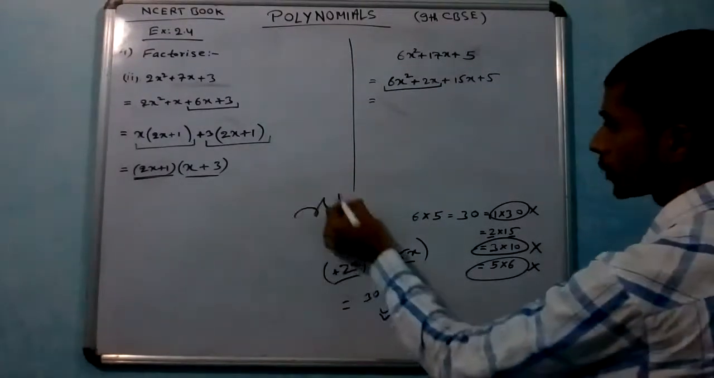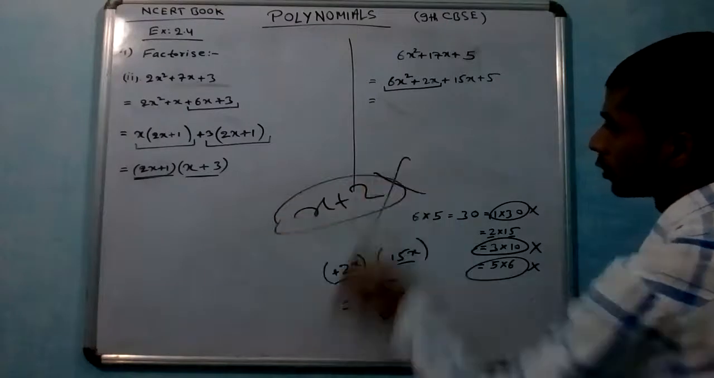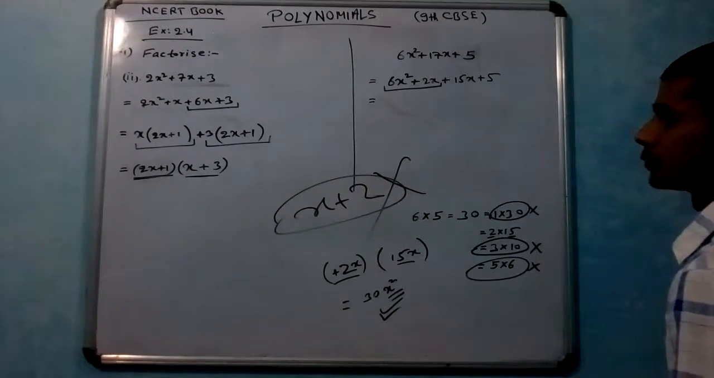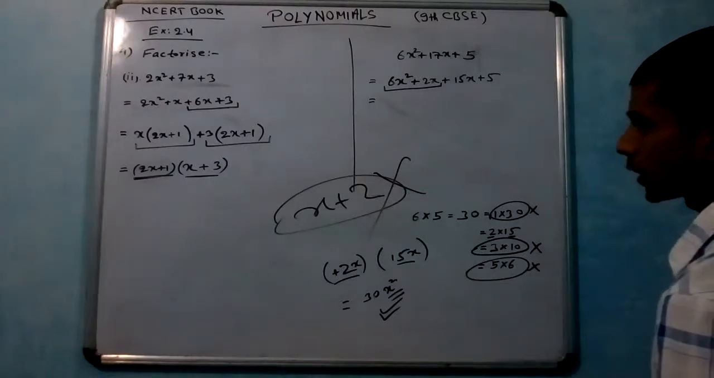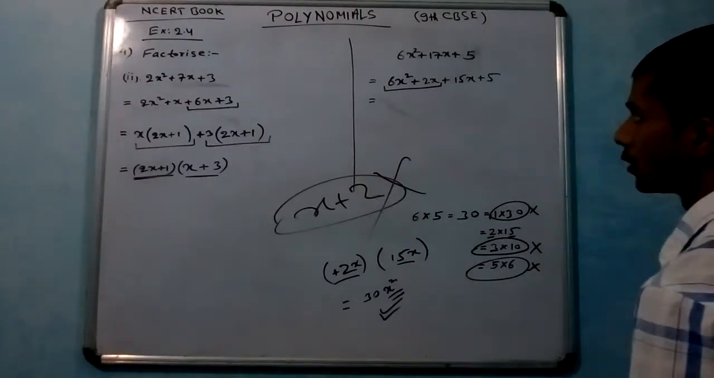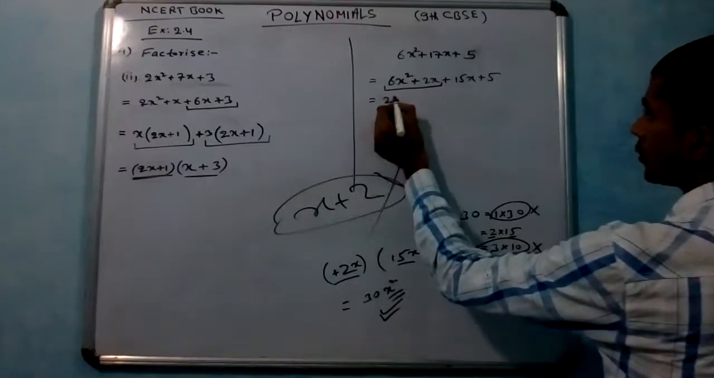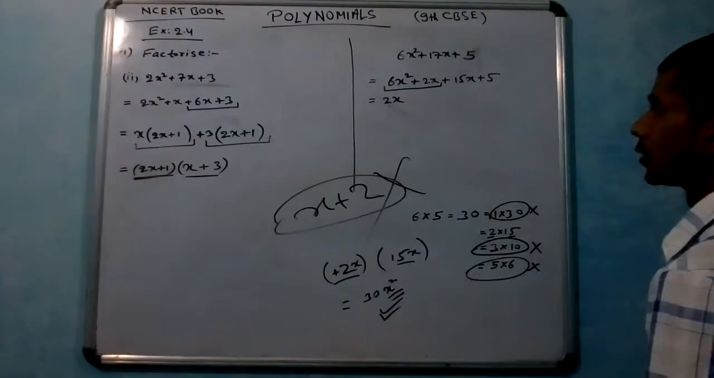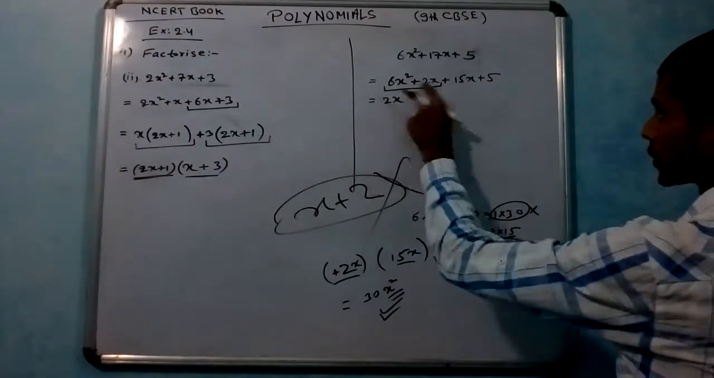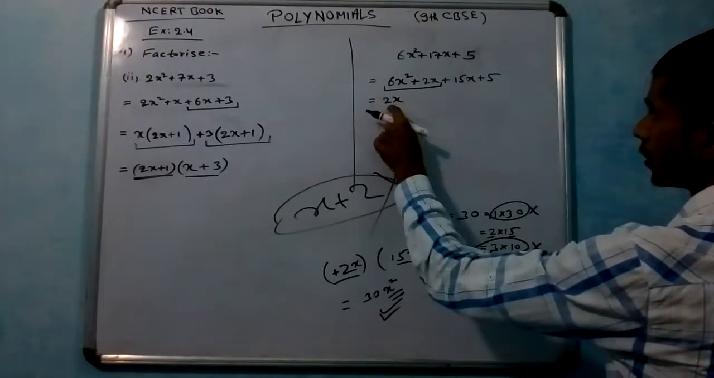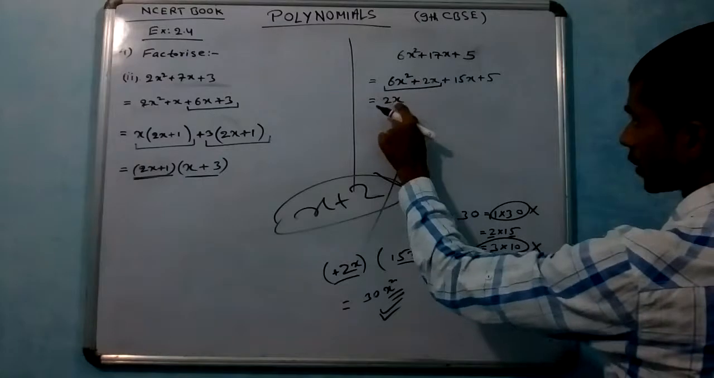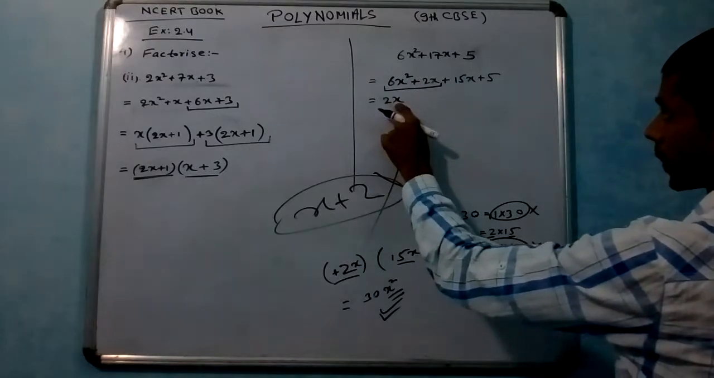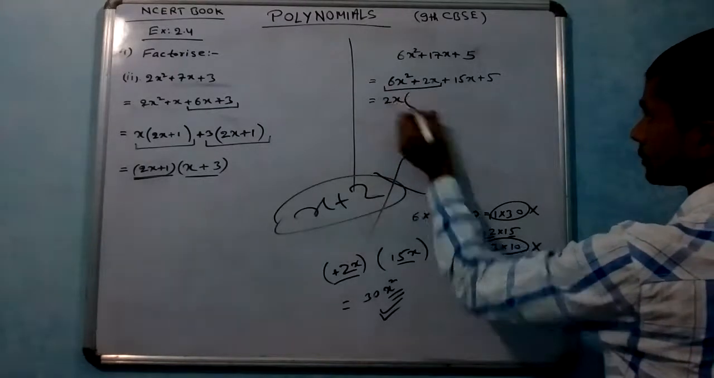X plus 2, wrong. So what are you doing? You are playing with me, x into 2, sir, x divided by 2, sir. What is common in both the things? 2x. 2 is common among the numbers, and x is common among the variables. So 2x is common.